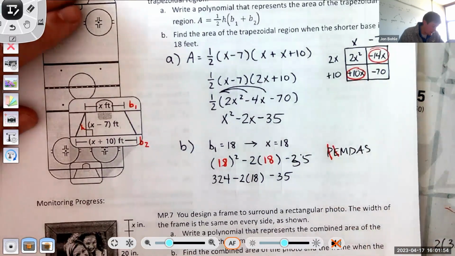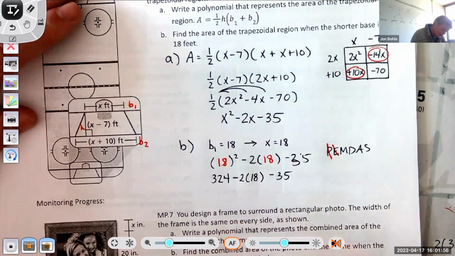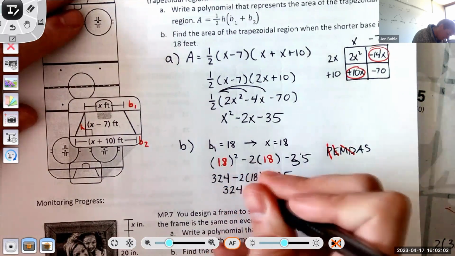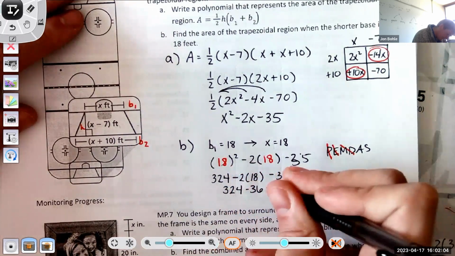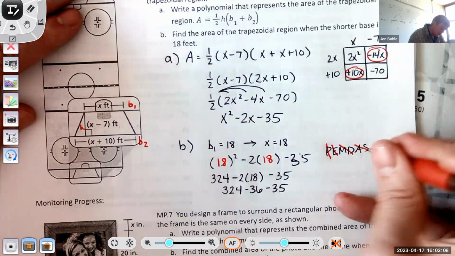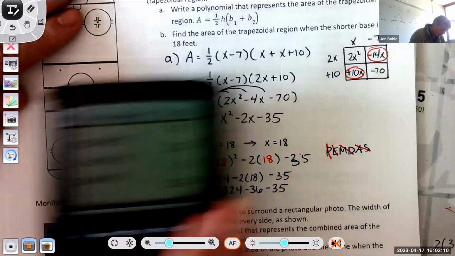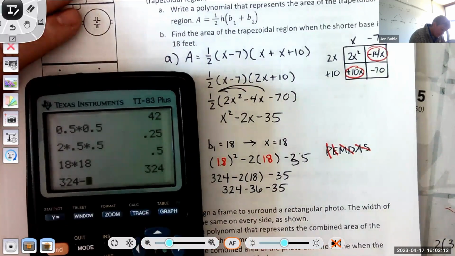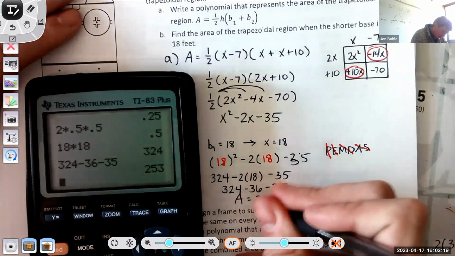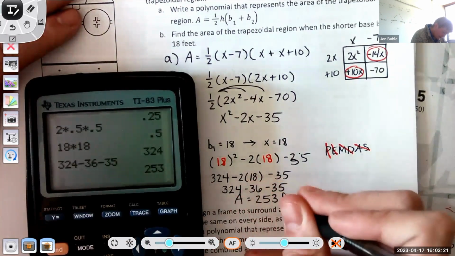Multiplication and division together. I do have multiplication right here. Okay, 2 times 18 is 36. And then addition and subtraction, I have a bunch of subtraction, so I'm just going to do that all in a row. So my area is going to be equal to 253 feet squared.